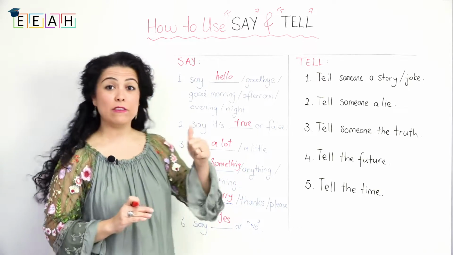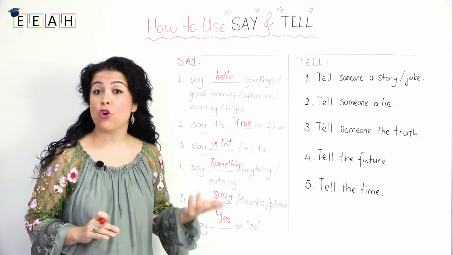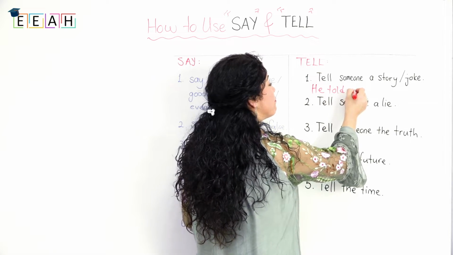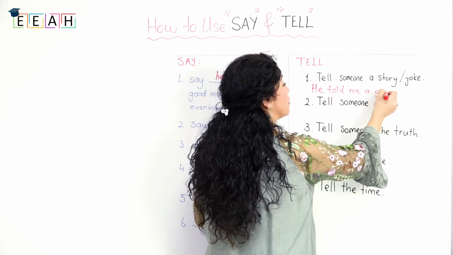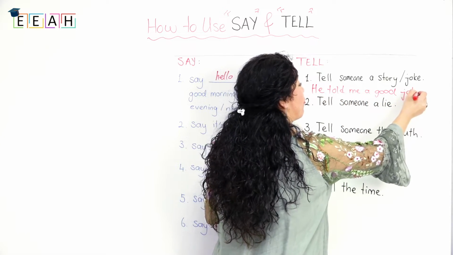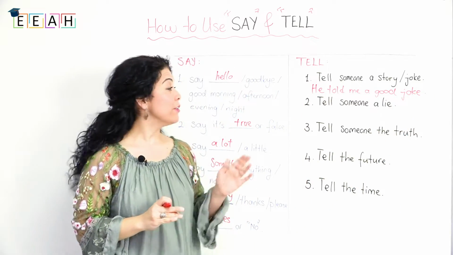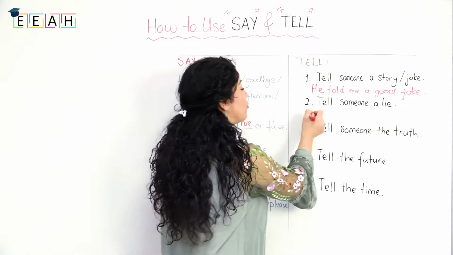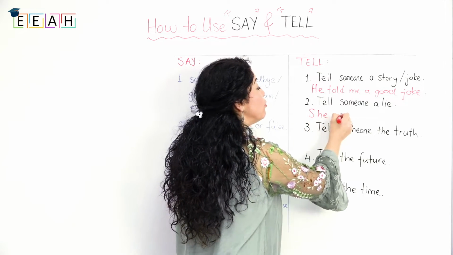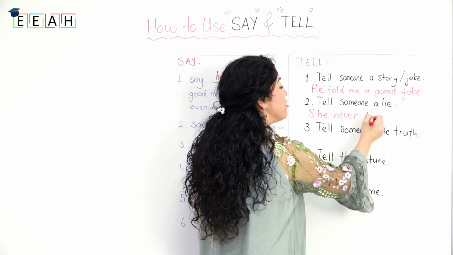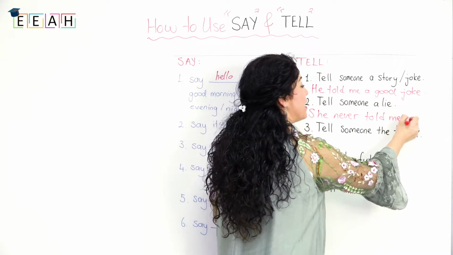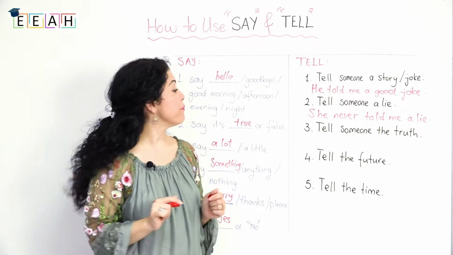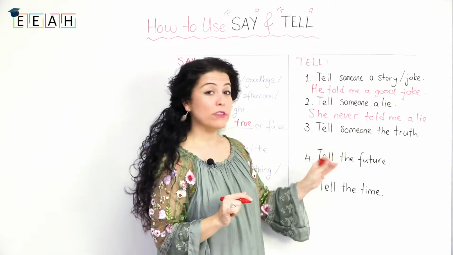Tell someone a story. You can tell someone a joke, right? So you can say, he told me a good joke or a good story. Or you can tell someone a lie. So let's say, she never told me a lie. Tell a lie is the fixed expression here. Number 3, tell someone the truth.